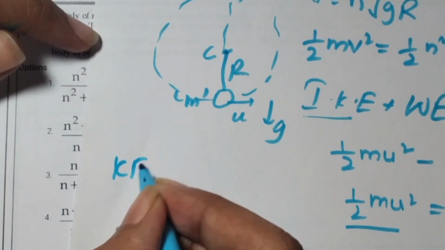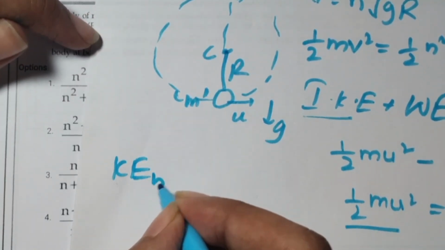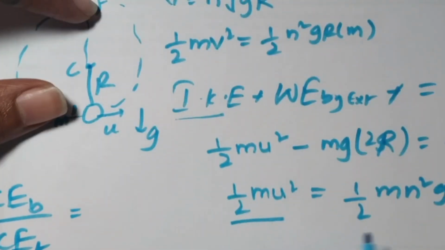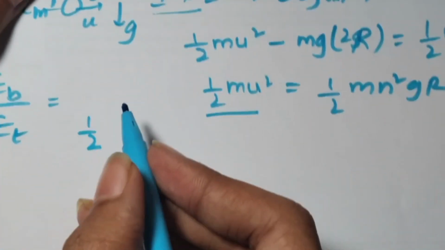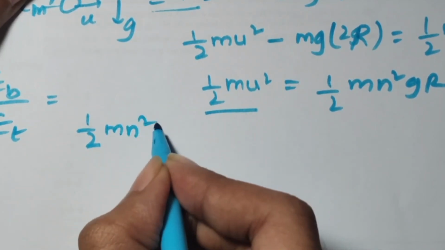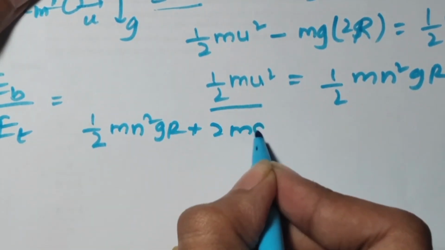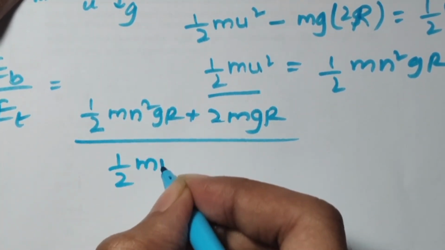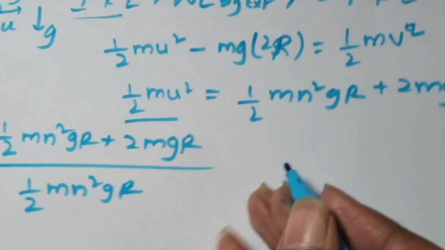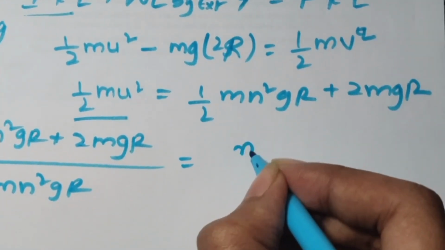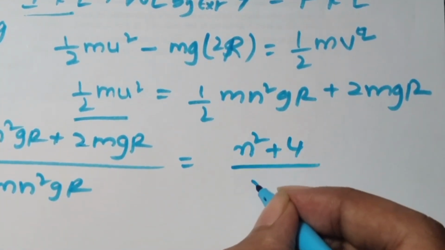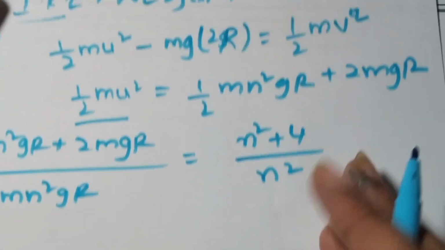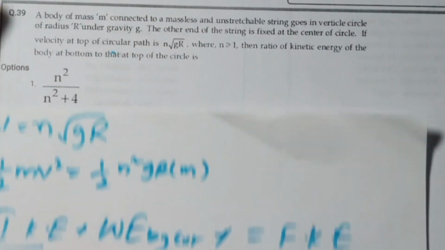So let us take out the ratio, kinetic energy at bottom to kinetic energy at top. That means half m n square gr plus 2 mgr upon half m n square gr. Cancelling the common terms, we are left with n square plus 4 upon n square, because we have 2 into 2, 4. Which is given in option number 2.